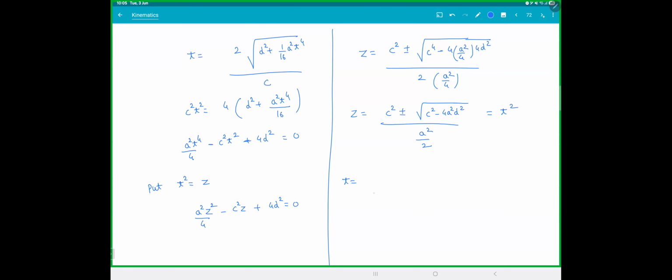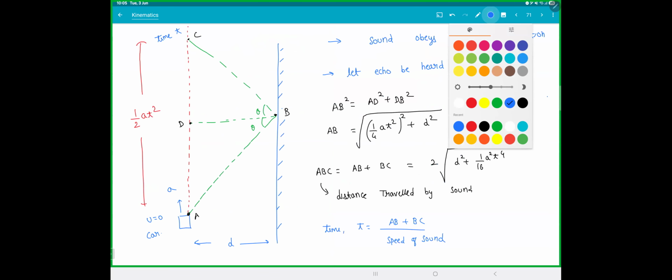We get t is equal to root over (c square plus or minus root over c square minus 4a square d square) by a square by 2. You get two roots. Now this we didn't expect, isn't it? We thought there's only one answer, but Max is saying, boss, there are two possibilities. We didn't figure it out. So that means this is saying there's one more possibility.